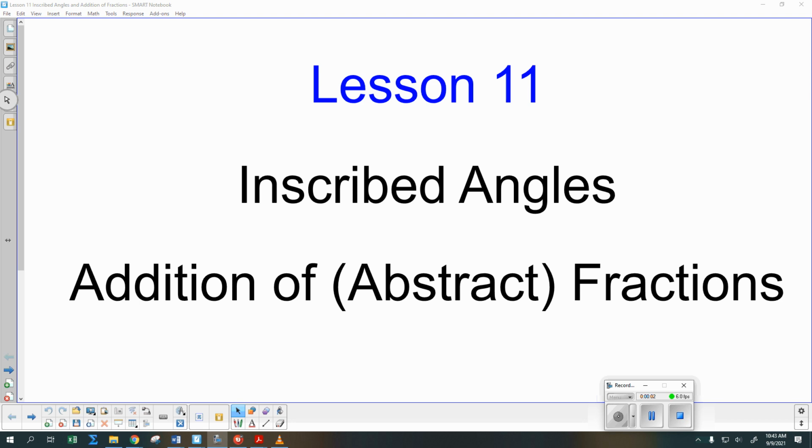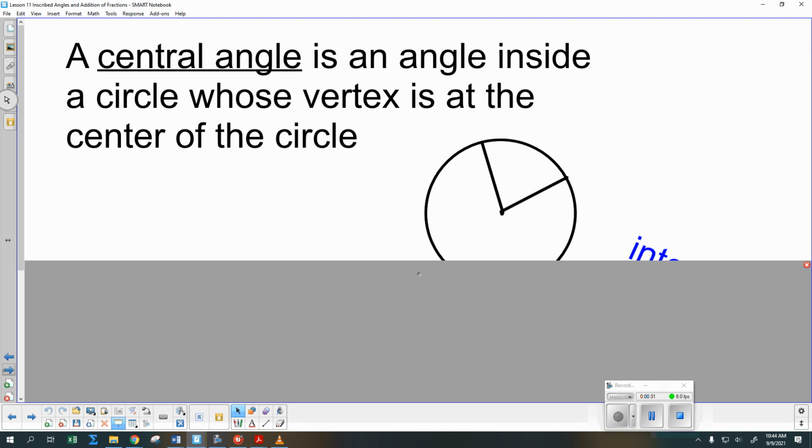Lesson 11, we are going to talk about inscribed angles, which are special kinds of angles in a circle. So we have a circle and then we draw some angles. And then we're also going to do some more where we have those abstract fractions, so fractions with variables, but we're going to actually be adding them together, not just simplifying and combining the like terms, but adding the whole thing together. So first we need to understand what angles inside of circles are.